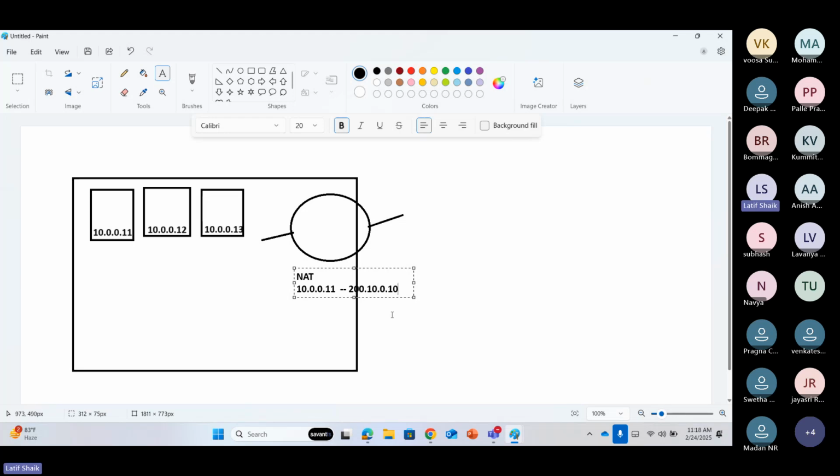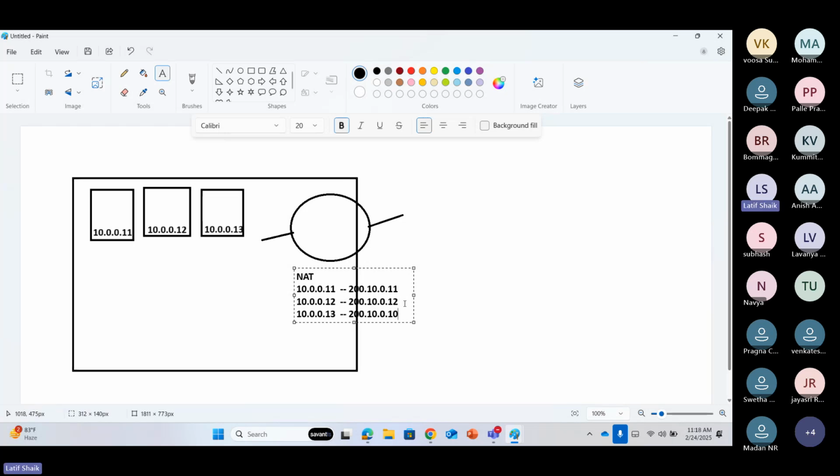Just for example, okay, just for example, if 10.0.0.12 wants to communicate outside, then it tries to communicate with this IP address to the outside. Just for understanding, I'm writing like this. So this is called NAT translation.